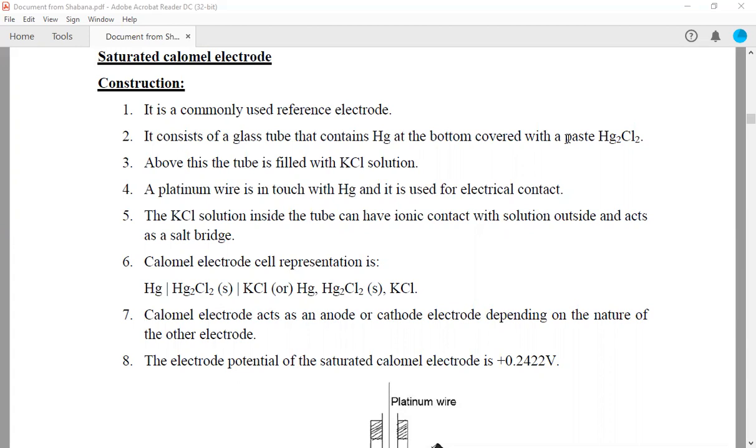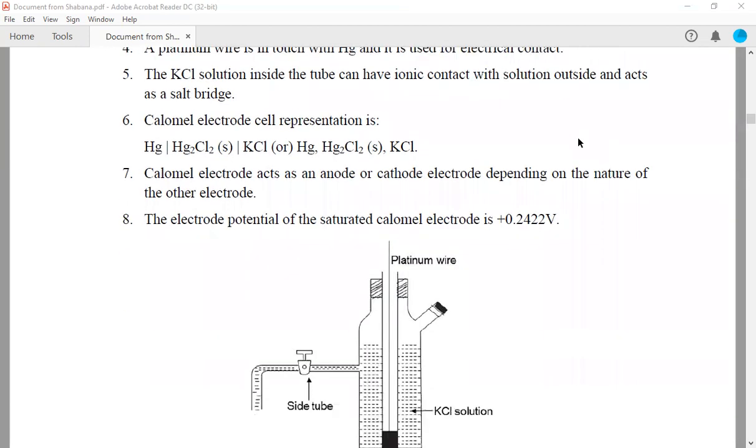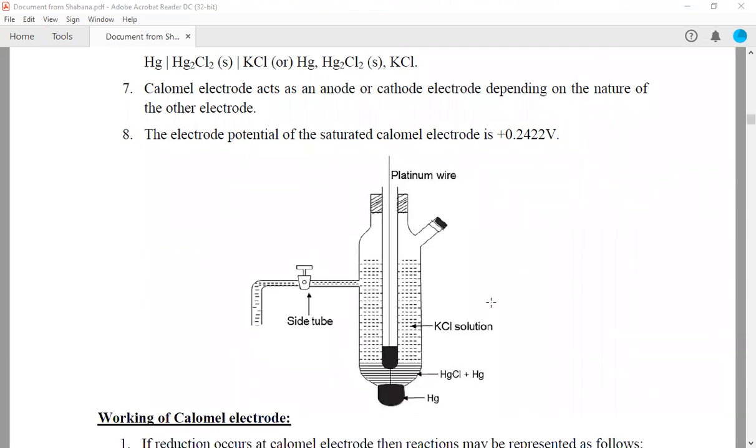This electrode is used for measuring the single electrode potential, and it is considered a secondary standard electrode. It consists of a glass tube having a side tube on each side. See here, this is the construction of the Calomel electrode. The mercury of high purity is placed at the bottom.